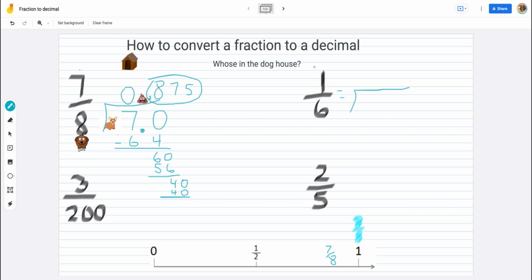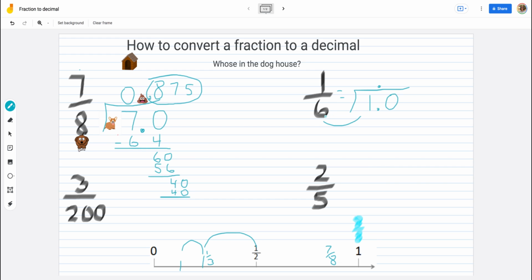So again, step 1 is we're going to take this top dog 1, put it into the doghouse. Can I fit a group of 6 into 1? Not quite. It's not going to happen here. So my answer is definitely going to be less than 1. In fact, if I think about where 1/6 would be, it will be half of 1/3, which is right here. 1/3 is about 0.33. So my answer should be somewhere around here. So let's add a decimal and figure it out.